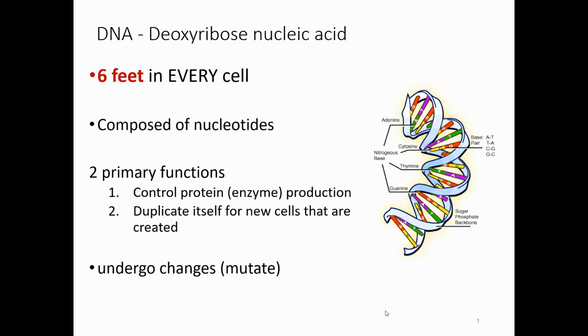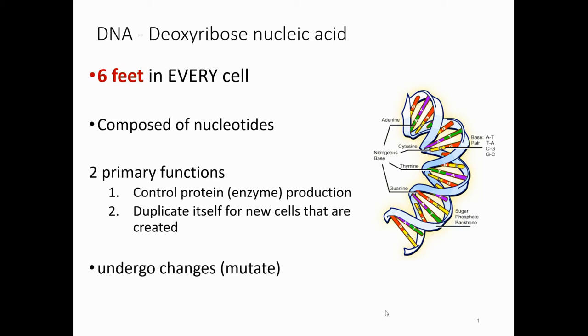Every single cell in your body, from your skin cells to your liver cells, the cells in your eye, et cetera, has the same DNA. They all contain 6 feet. What makes it unique is what genes are turned on. We'll talk about genes in a little bit. DNA is composed of nucleotides. We'll talk about the structure of DNA in just a second.